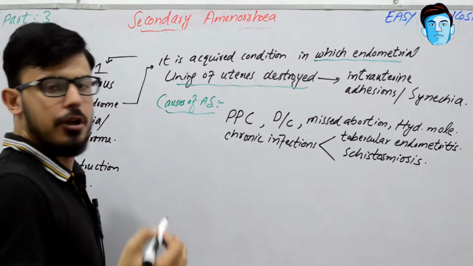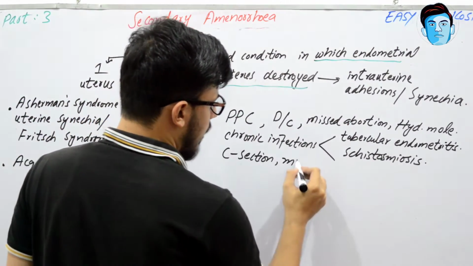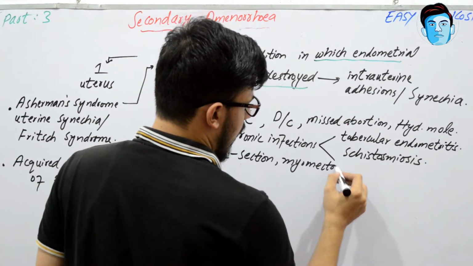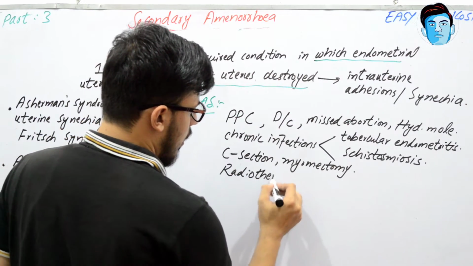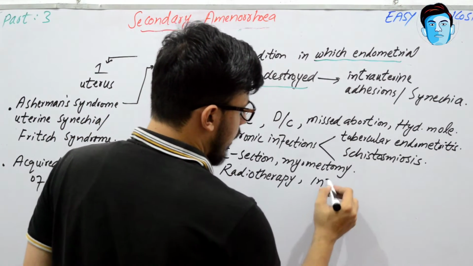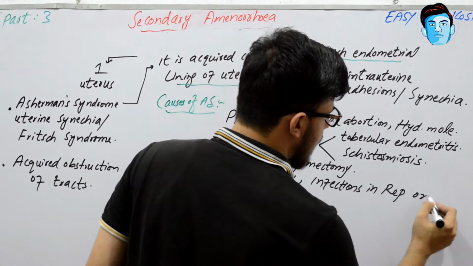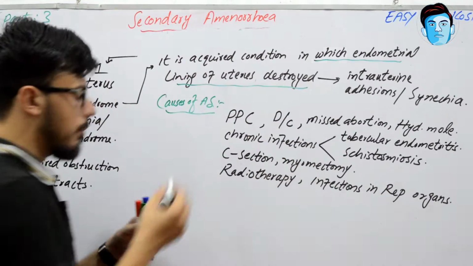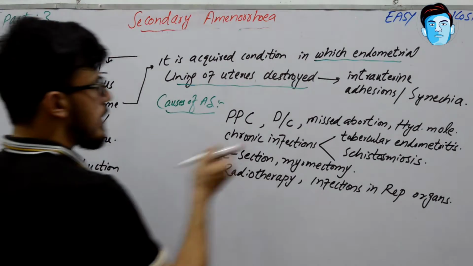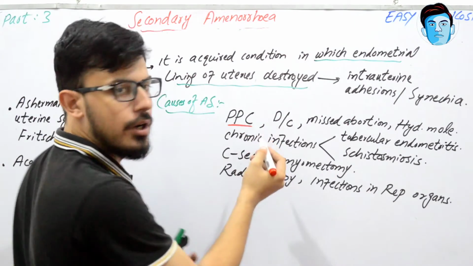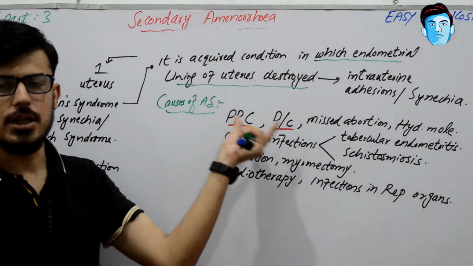And certain operative procedures like C-section, myomectomy, and radiotherapy, and infections of reproductive organs. So these are all considered as causes of Asherman syndrome, but the most important causes are postpartum curettage and dilatation and curettage. So you should not forget these two causes of Asherman syndrome.